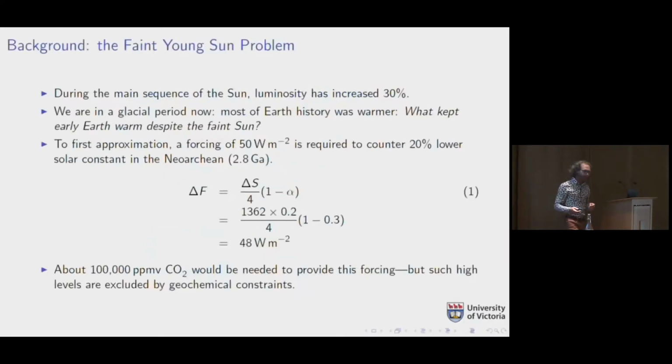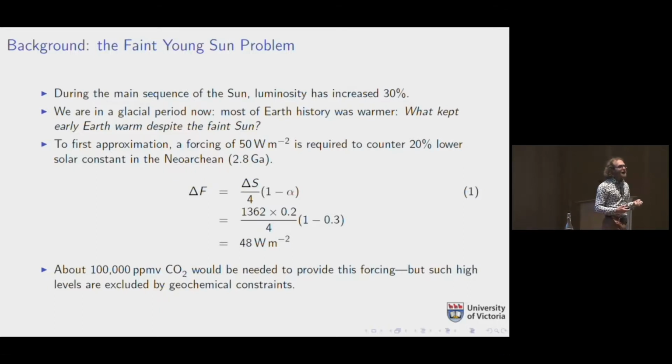So, we're talking about a problem that I've worked on quite a lot, which is the faint young sun paradox. Main sequence stars get brighter through their lifetime. So for a planet hanging out in the habitable zone like Earth, that means we're going to get a monotonic increase in the solar constant through time.